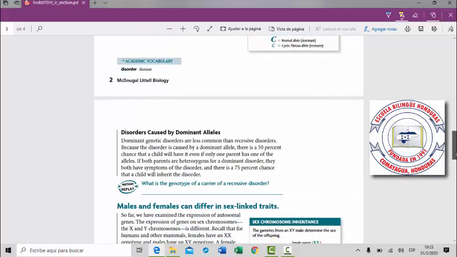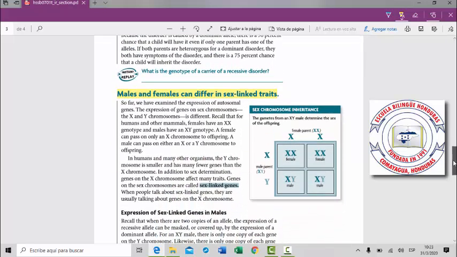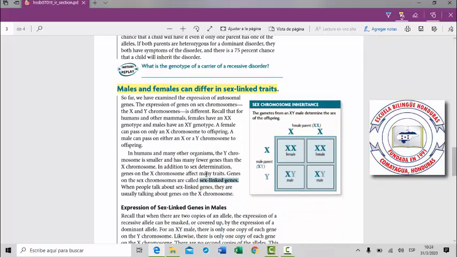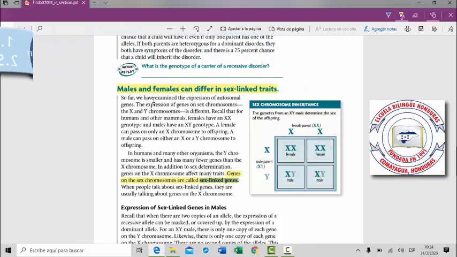Next part: disorders caused by dominant alleles. In this case, males and females can differ in sex-linked traits. Sex-linked genes, you have another definition. What is that? They are genes on the sex chromosomes. In the first part of this lesson, males and females can differ in sex-linked traits.